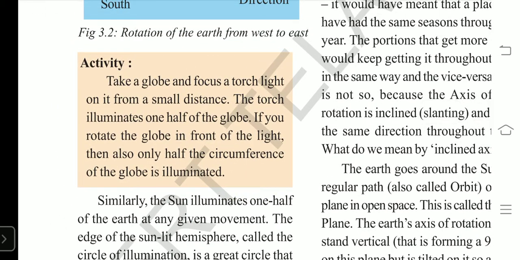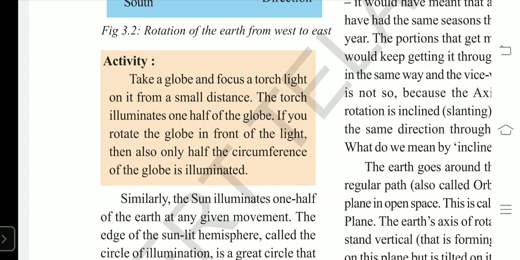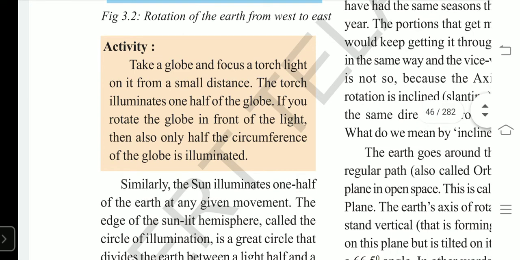Take a globe or a basketball. If your globe is not there, take a ball. Focus the torchlight on that ball from some distance. So what do you see? From whichever direction you are focusing the torchlight on that ball, that area will be in light, which is called day. And opposite to that part, where the torchlight does not fall, it will be in the dark, which is called night. That other part of the globe, we see that it is night.